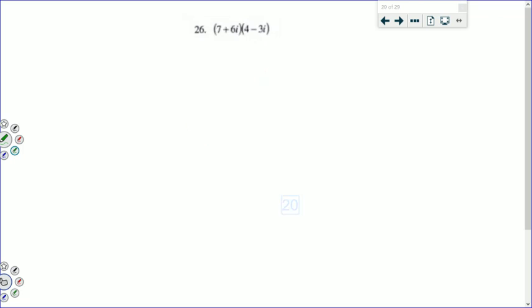I'm getting bored with red, so I'm switching over to green. Here we have a multiplication problem. Things get a little bit different when we're multiplying.